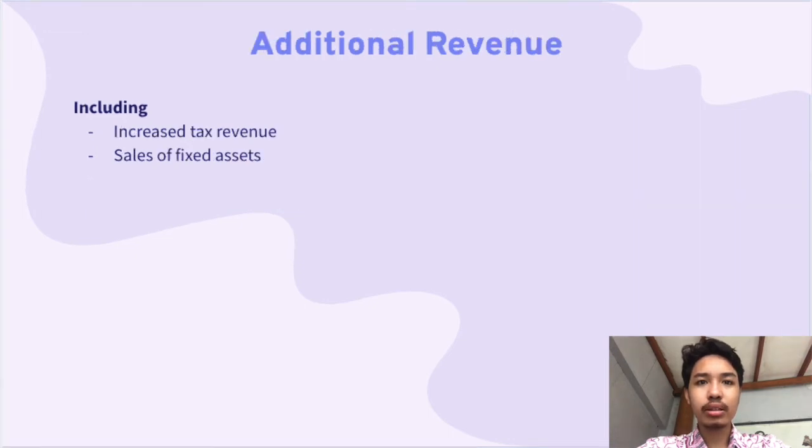After factoring in transition costs, additional revenue that a government collects should be subtracted from the costs, as there can be an increase in tax revenue when a government contracts out a service. Other than that, sales of fixed government assets can also be one of the revenues that a government collects.